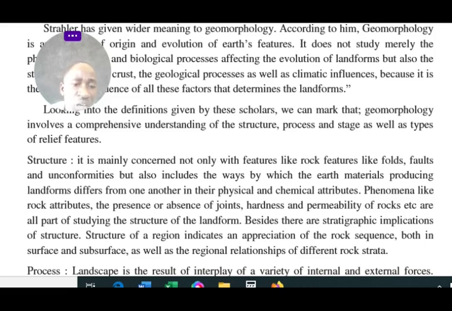So structure will help us to know the different hard rocks, the joints between the rocks, or the absence of joints within a rock, and also how these landforms can be showing the relationship between a region and what we have termed as the rock strata. So that's how the structure will be looking like. And then when we go on, we have what we call process.